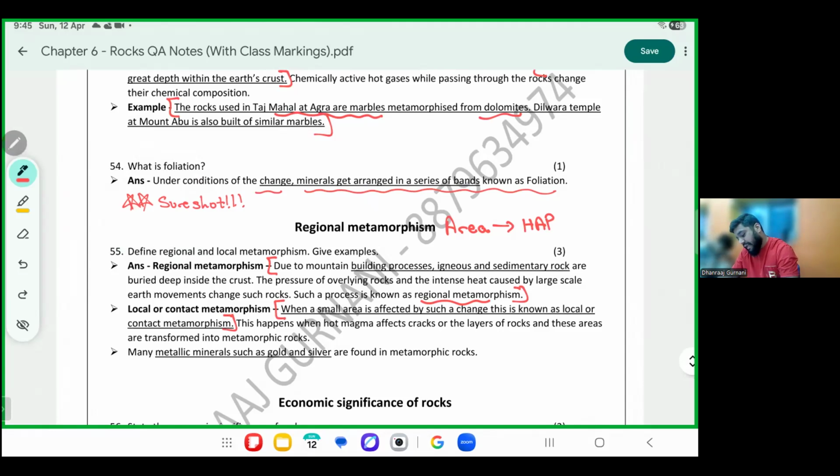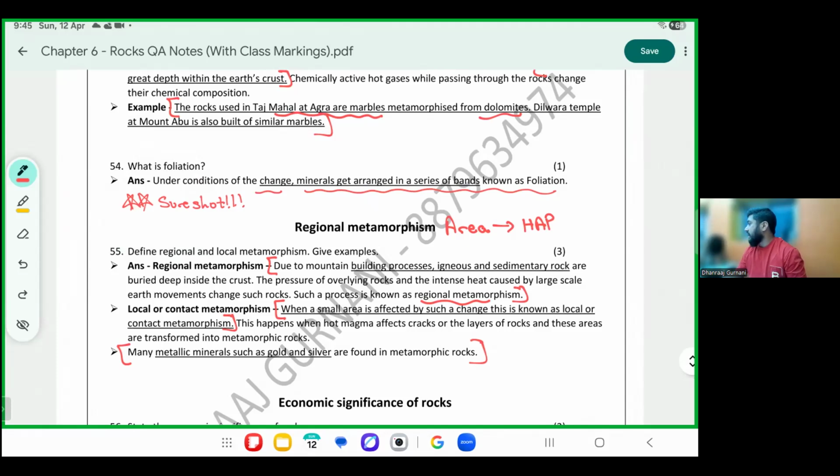For example, many metallic minerals like gold and silver are found in metamorphic rocks. Gold and silver are not available throughout the world. Gold and silver are only available in specific parts of the world. India has only 2 to 3 mines of gold. That's it. The Middle East has a lot of gold mining.